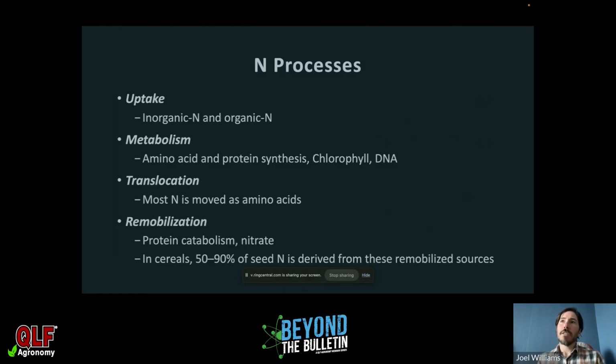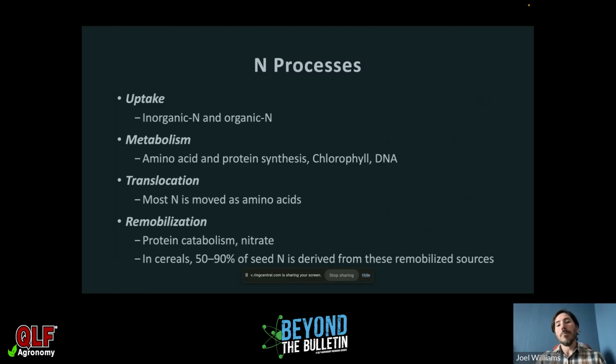And then we also have this process of remobilization. Many of you will be familiar with this: the plants will take nitrogen from the leaves and send it to the reproductive organs during that phase, so for seed fill, grain fill, that kind of thing.